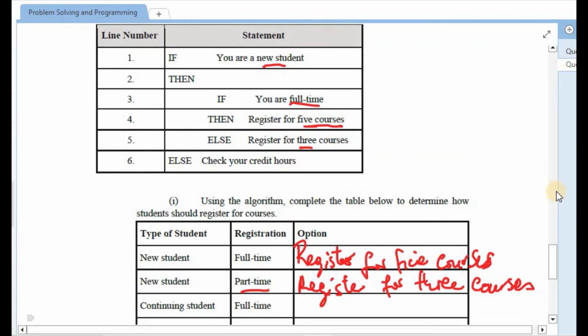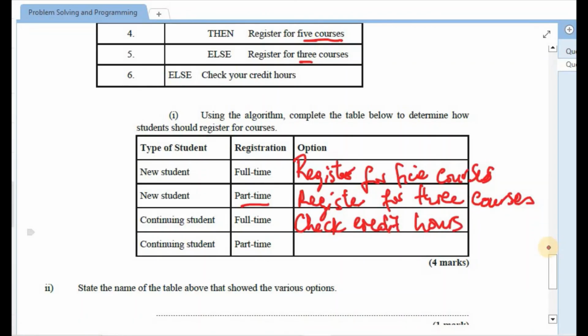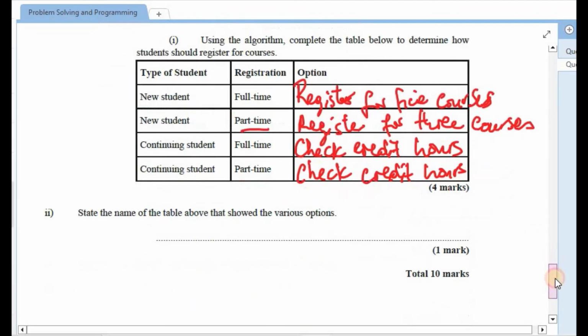All right. Next one, a continuing student who is full-time. New students account for lines 1 to 5. So a continuing student would have to use every line after that, which is only one line, which is to check their credit. So a full-time student would check credit hours. Part-time students who is continuing, they are not new, so they will still have to use line 6, which is also to check their credit hours. And that gives us a 4 mark.